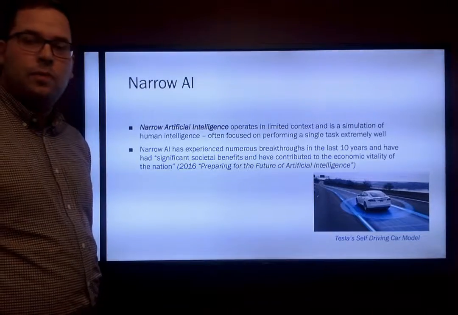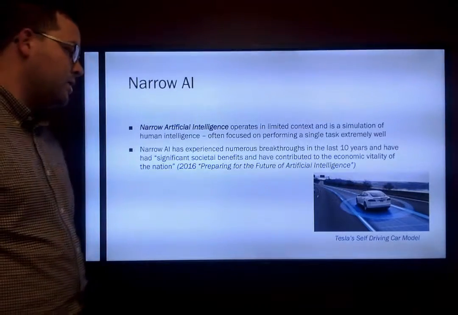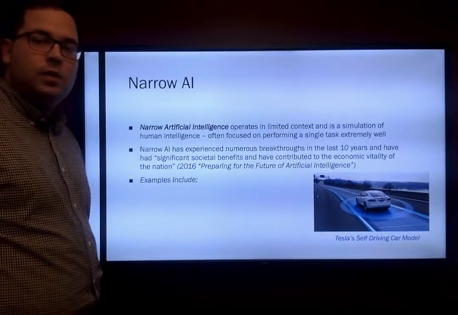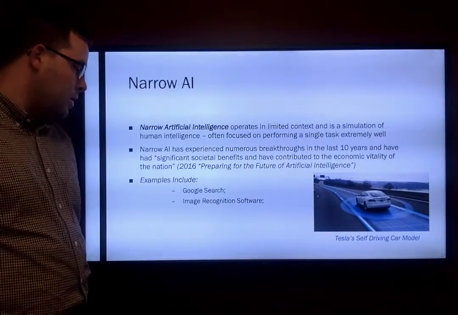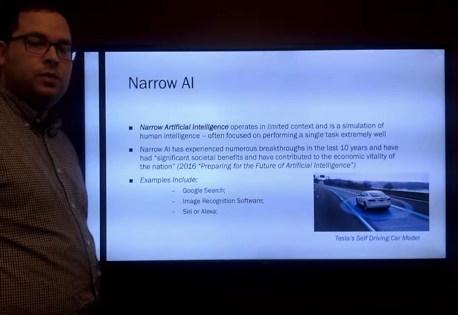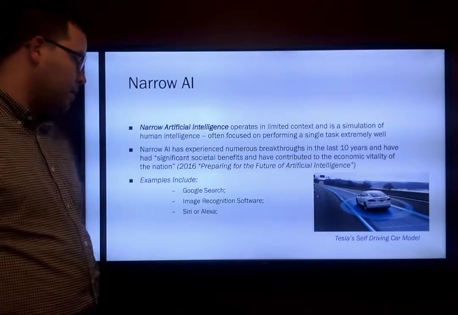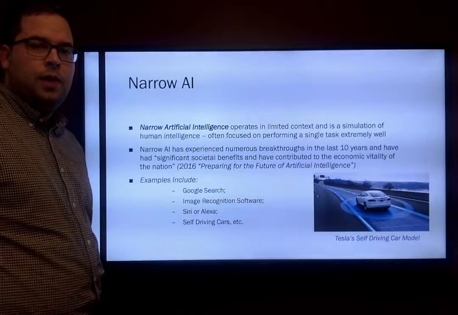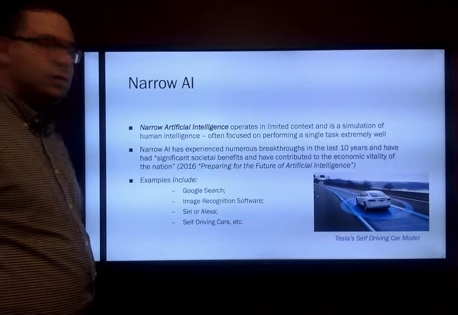This was an excerpt from a paper that the Obama administration put out in 2016 entitled "Preparing for the Future of Artificial Intelligence." Examples of narrow artificial intelligence include the simple Google search, image recognition software, Siri or Alexa. Siri is what you would find on Apple products, and Alexa is created by Amazon, and self-driving cars. As you can see in the image, I have a picture of a 2016 Tesla self-driving vehicle that was tested in that year.